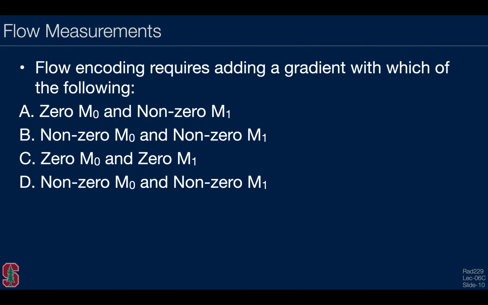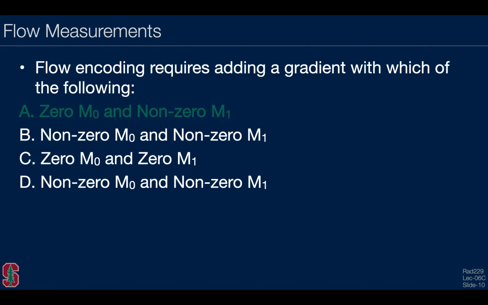Okay, so quick quiz. You can pause the video if you want to think about this. Flow encoding requires adding a gradient with which of the following? Do we need 0 M0 and non-zero M1, non-zero M0 and non-zero M1, 0 M0 and 0 M1, or non-zero M0 and non-zero M1? And it's quite a mouthful to say all of those things, but given the previous slides, hopefully you're able to determine that we generally want 0 M0 contribution from the velocity sensitizing gradient waveform, but we specifically need a non-zero M1 so that we have some sensitivity to the underlying velocities.